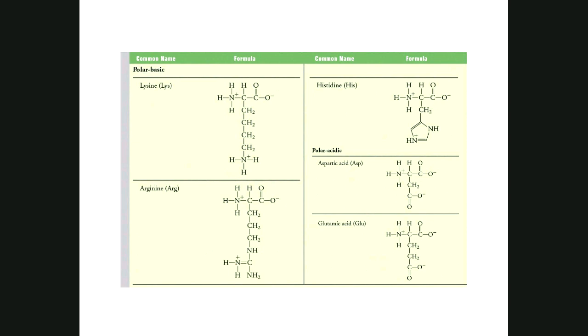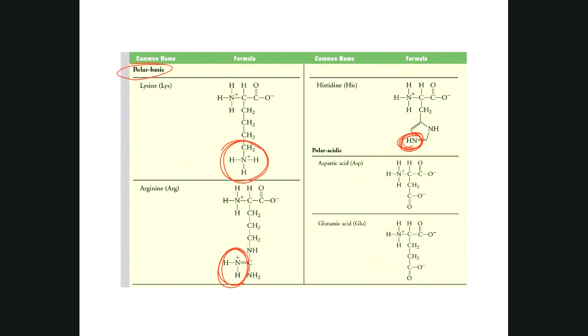So again, lysine has an ammonium. This one has this entity, which has a name that I'm not going to get into. And then this one also happens to have a nitrogen that's part of the structure that is capable of picking up protons. This one's called histidine. And anything that has a nitrogen in the side chain that is capable of picking up protons and acting as a base at physiological pH will exist in a positively charged form. Those amino acids are referred to as polar basic.